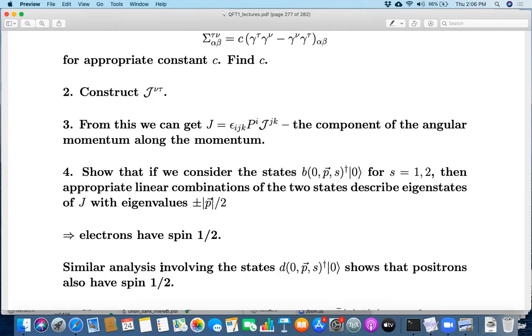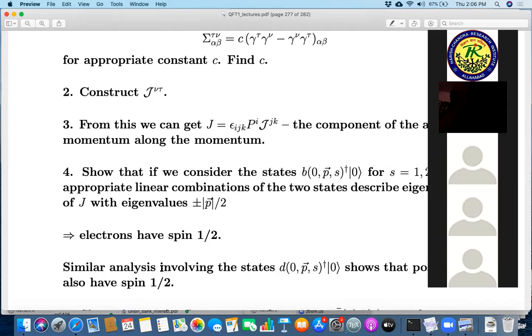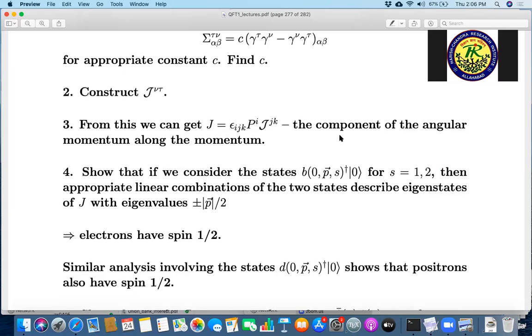Okay, are there questions? In fact, we made a similar statement also for the photons. That also I would advise you to work out in detail. Construct the angular momentum operator for the electromagnetic field, and check that indeed when you calculate the analog of this operator J, you get the correct eigenvalue. Are there questions?